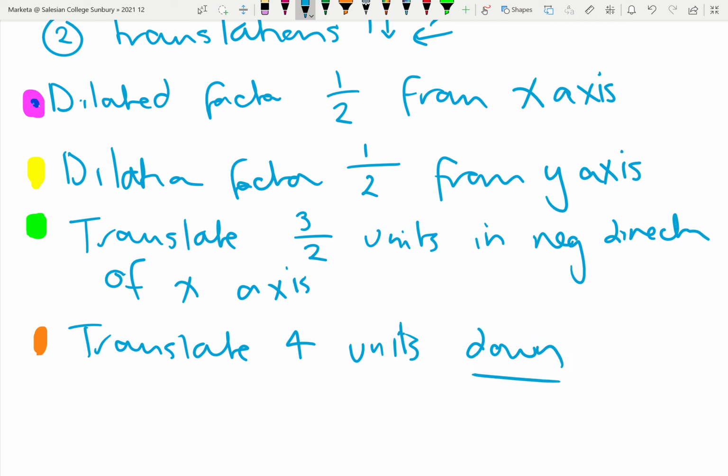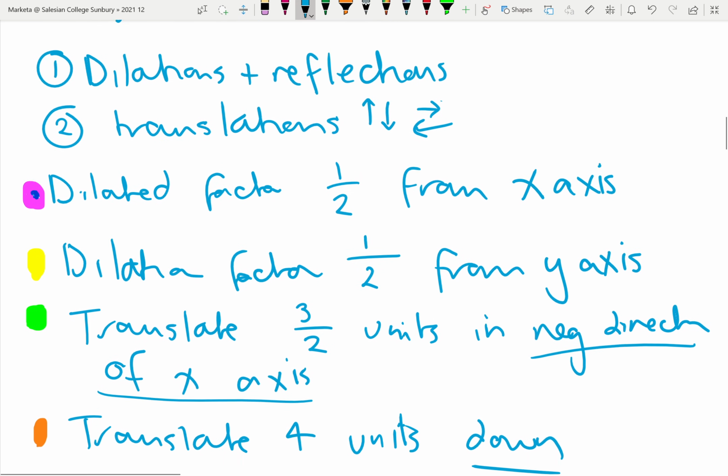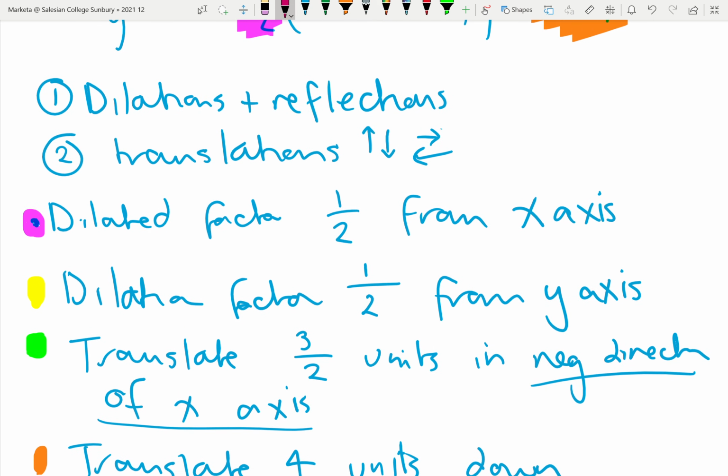And look, these are interchangeable. I could say 4 units in the negative direction of the y-axis, or I could say 3/2 units to the left. It doesn't matter. I'm going to write one of each, so that you see they both mean the same thing. Remember also that we could have used the words parallel, so this one would have been parallel to the y-axis, and this one parallel to the x-axis. But as I said, I choose to use from, because then it's easier to remember that dilation and reflection affect the opposite and the translation affects the same.